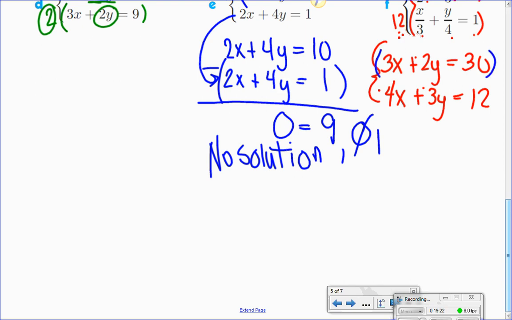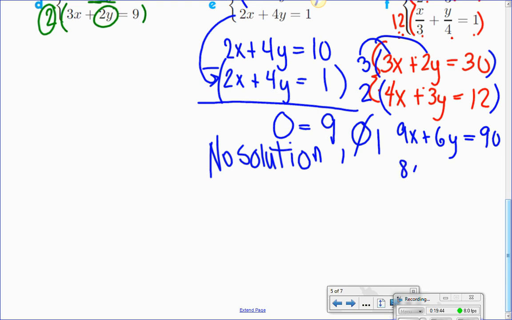So we want to get 6y in both of them. So we'll have to multiply the whole top by 3. So 3 times 3x is 9x. 3 times 2y is 6y. And 3 times 30 is 90. We'll multiply the bottom by 2. So 2 times 4x is 8x. 2 times 3y is 6y, which is perfect because now we have 6y and 6y, so they will cancel when we subtract them. And 2 times 12 is 24.